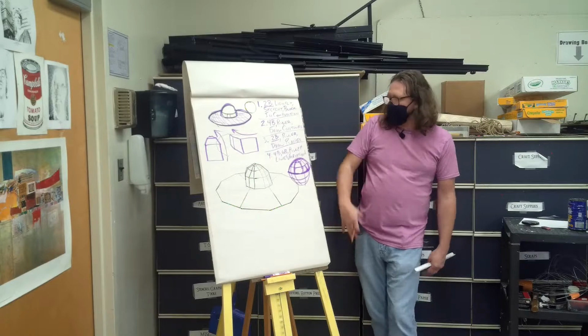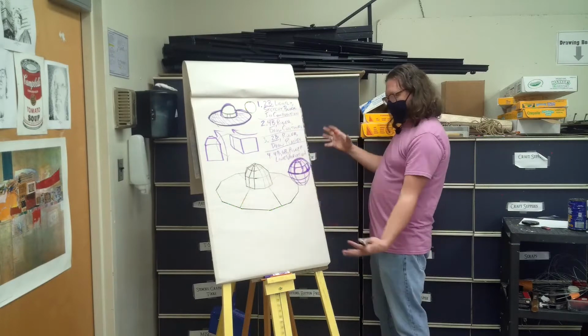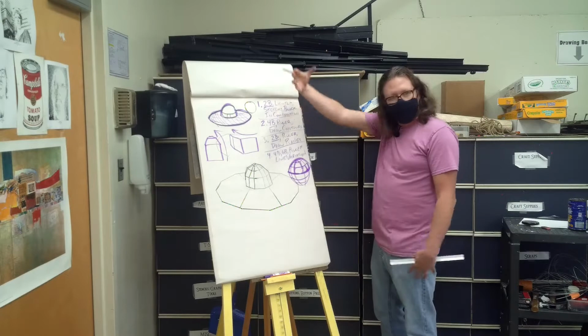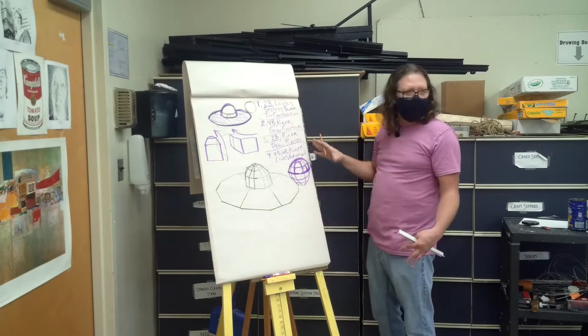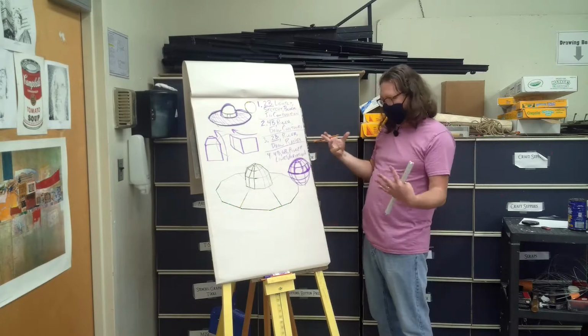Right? If I had other objects, I'd think about my line variation with them. If I had objects that were really far away, I might just leave the lines the way that they were because they would already be thin and crisp.